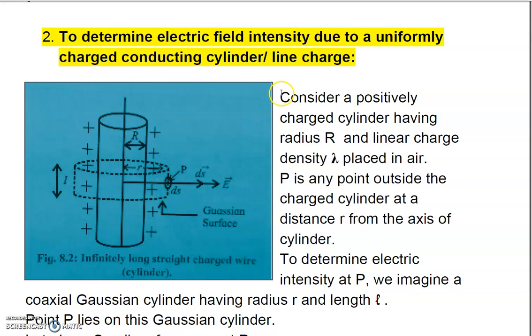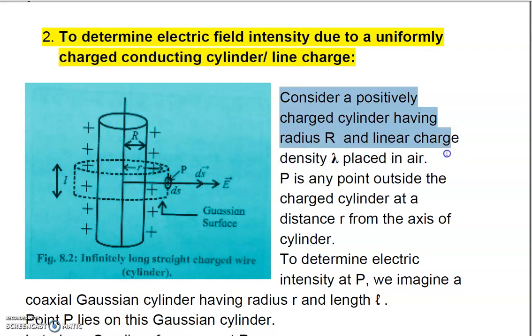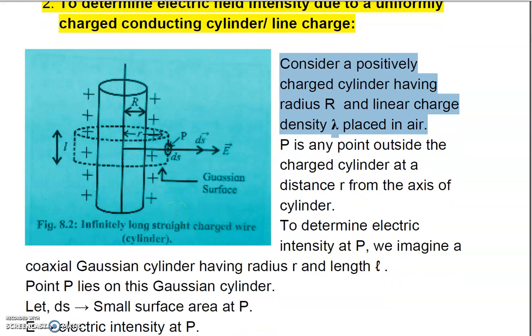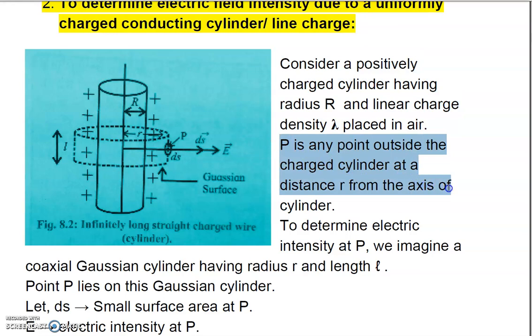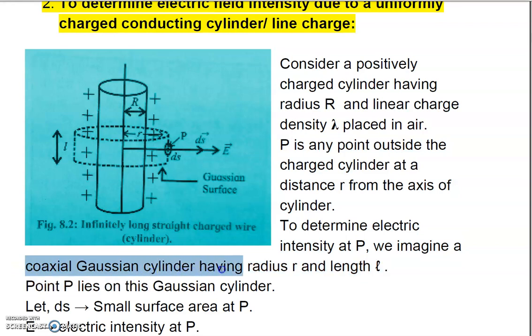Now once again the idea is the same. I have a positively charged cylinder having radius equal to R and linear charge density lambda placed in air. As I said already, the charge will be distributed along its length. There would be a linear charge density, the charge per unit length, which remains the same, and I would call it lambda. P is any point outside the charged cylinder at distance small r from the axis of the cylinder, and to determine this electric field intensity at point P, we are going to imagine a coaxial Gaussian cylinder having radius r and a certain length equal to L.